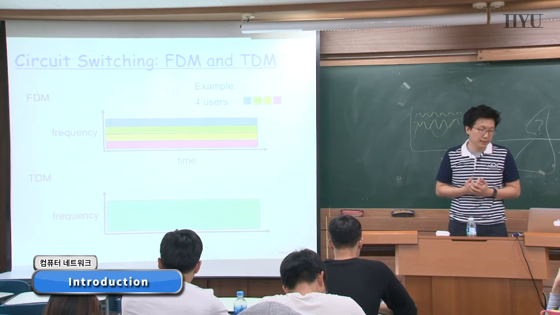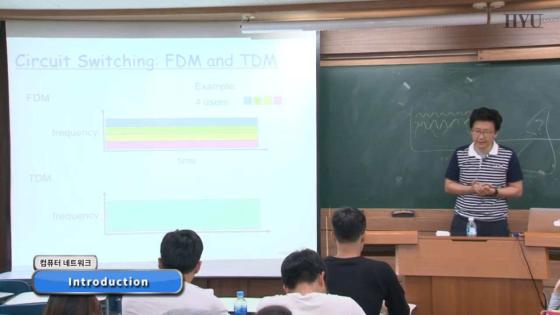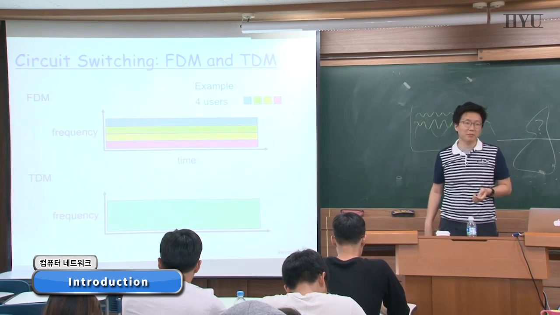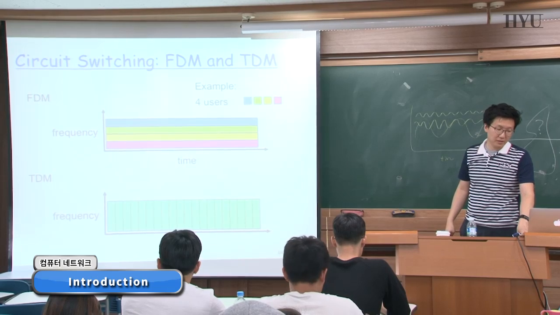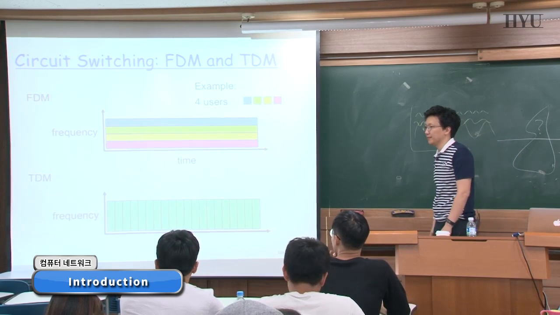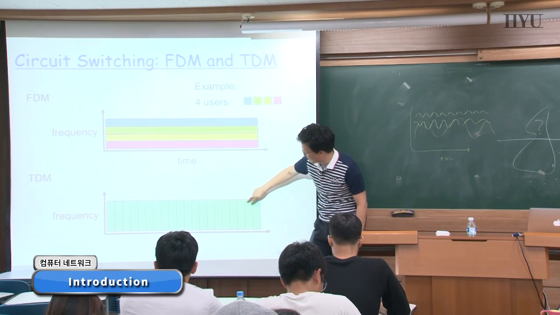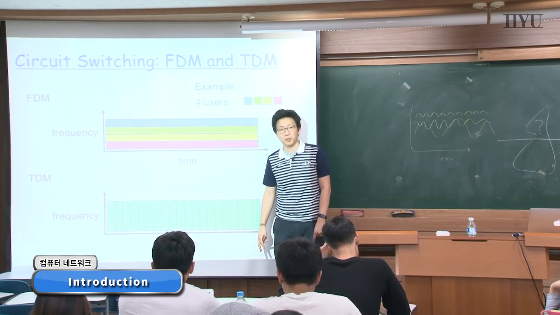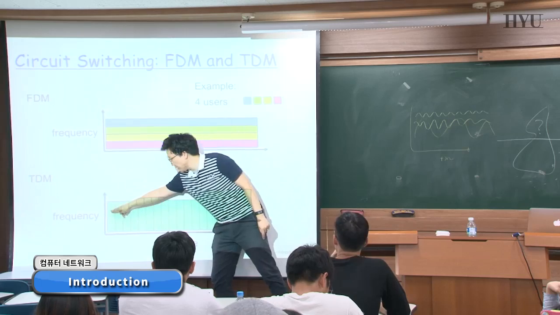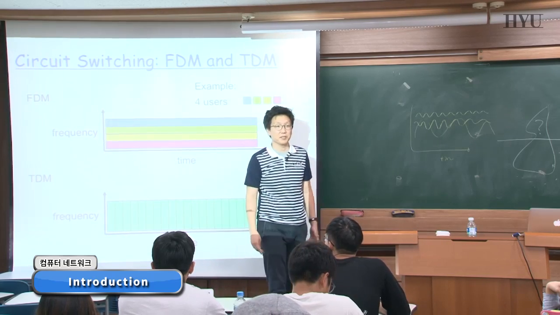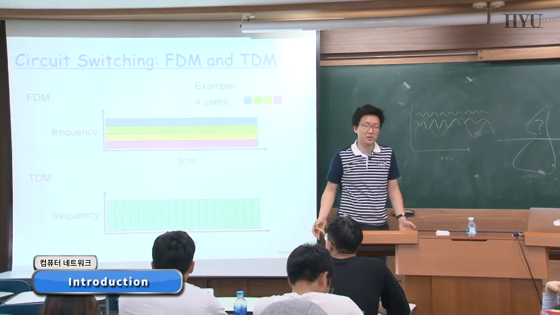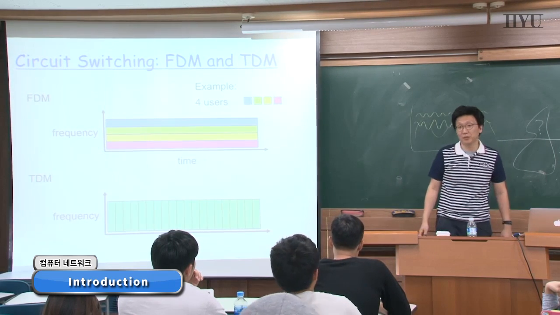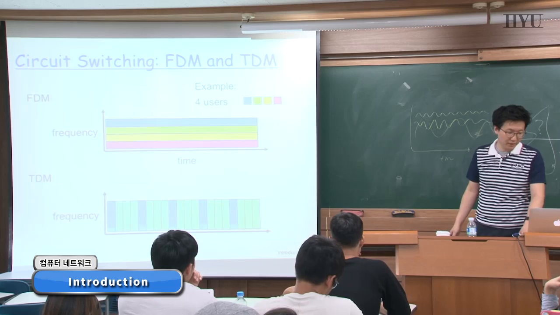Or time division multiplexing. Instead of dividing the frequencies, we're dividing time slots like that. So each slot, one person can use it. If one is using this slot, the other must be waiting, for example. But hopefully the switching is fast enough that no one seems to be delayed too much. Two different ways.